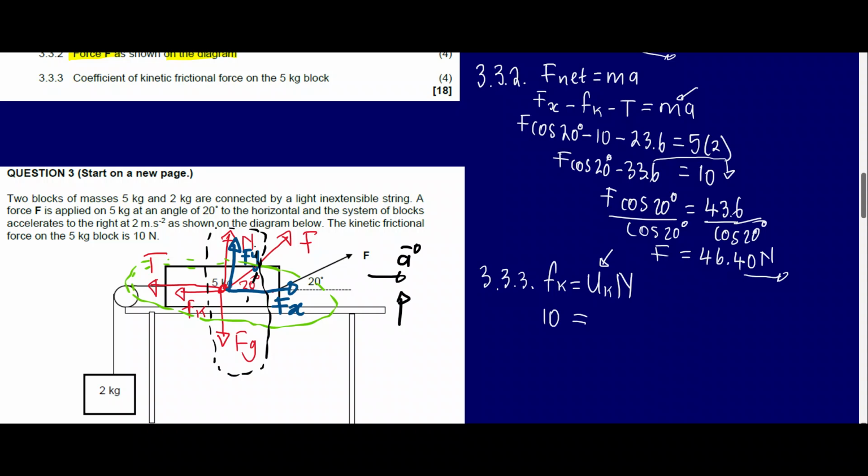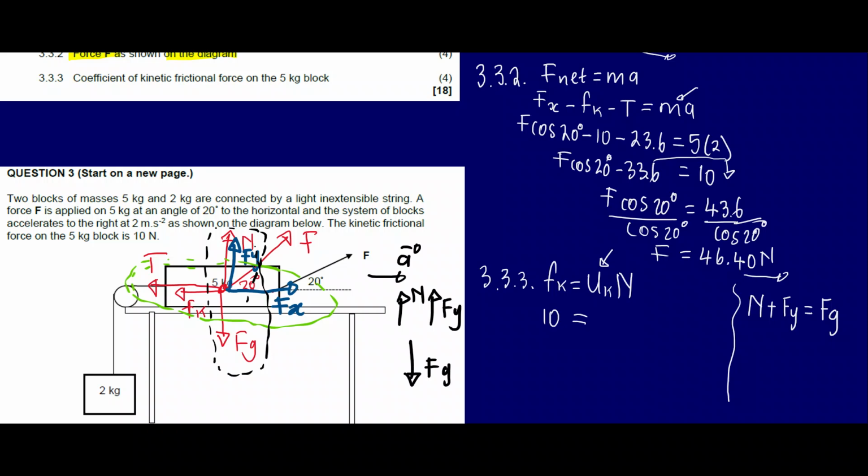We need the normal force. The reason I'm having all this discussion here is we need the normal force. But you can see that there are two forces going up, the normal force and the Fy. And what's going down here? It's the force of gravity. So if the forces are balanced, what goes up should be equal to what's going down. So the normal force plus the y component is equal to the gravitational force. Do you see that? Because what's going up for the 5 kg block should be equal to what's going down.